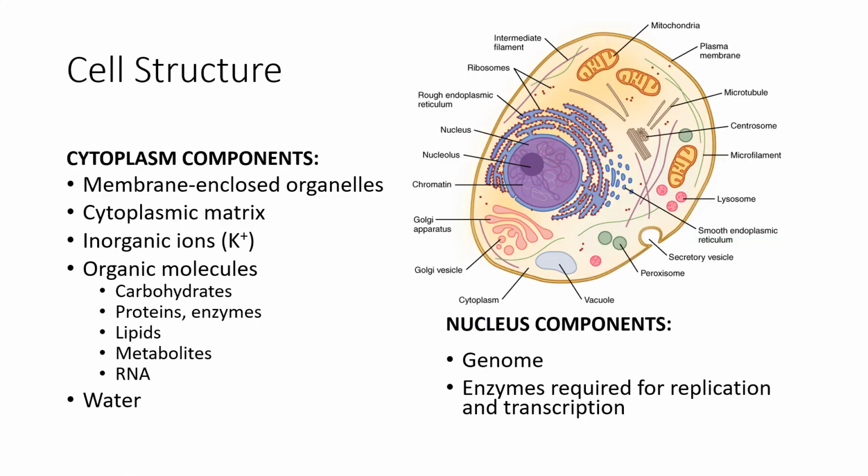When we look at overall cell structure, we have different components. Within the cytoplasm, we have membrane-enclosed organelles, a cytoplasmic matrix, and inorganic ions, most predominantly potassium. We have organic molecules such as carbohydrates, proteins, lipids, RNA, and we have water. And then within the nucleus, we have the genome and the enzymes required for replication and transcription.